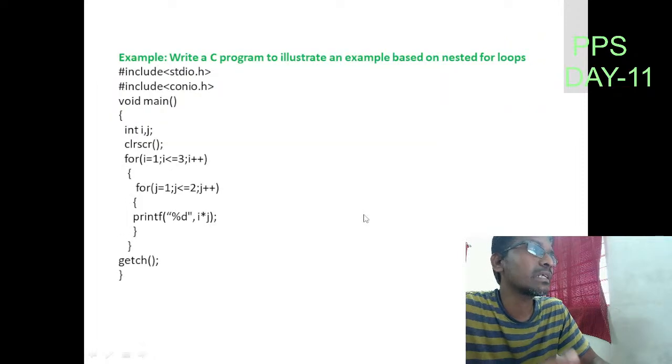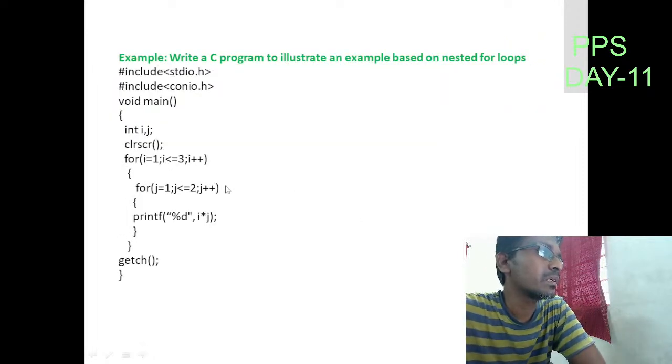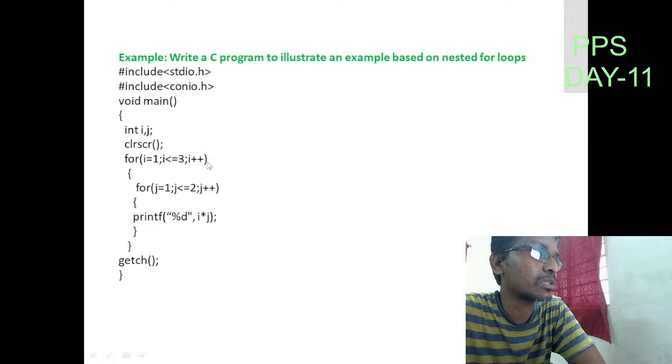So this is an example. Here I am using two for loops. For i equal to 1, i less than or equal to 3, i plus plus, it is the outer for loop, and I am using another for loop, for j equal to 1, j less than or equal to 2, j plus plus. If this condition is satisfied, then I want to print i into j. Okay, clear. So let us check how it is going to execute.